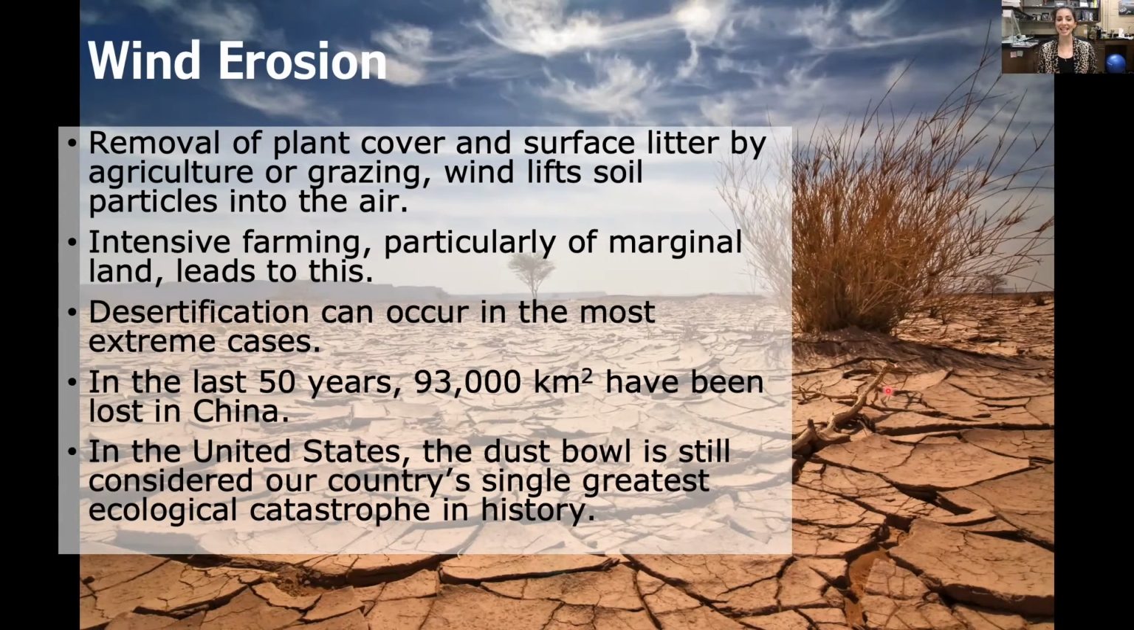And in the United States, the Dust Bowl is still considered our country's greatest single ecological catastrophe in history. And that's because it not only had ecological effects, but it also left a massive chaotic economy for people to overcome during the Great Depression era. And so I'm going to show you a video that describes what this meant for communities that were experiencing the Dust Bowl.